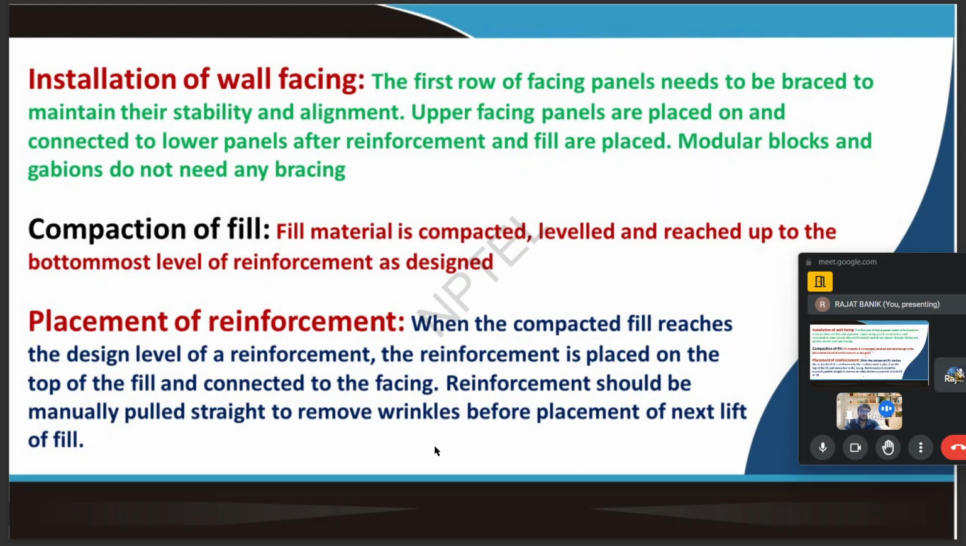Placement of reinforcement. When the compacted fill reaches the design level of a reinforcement, the reinforcement is placed on top of the fill and connected to the facing. The reinforcement should be manually pulled straight to remove wrinkles before placement of the next layer of fill.